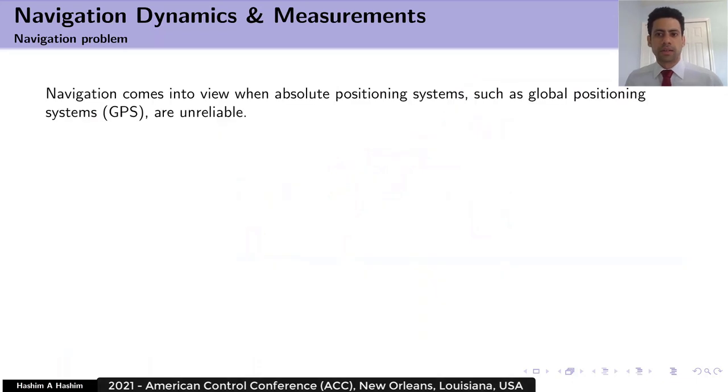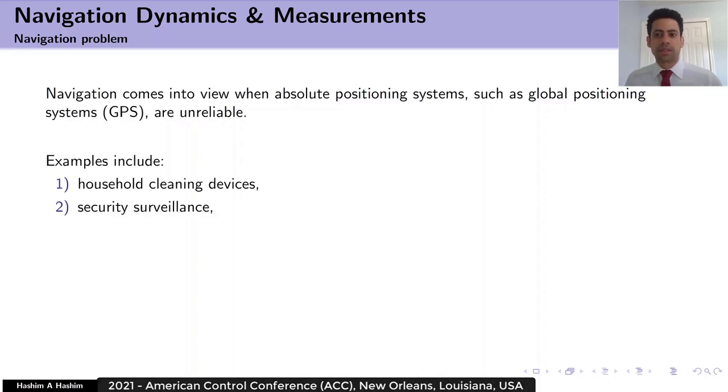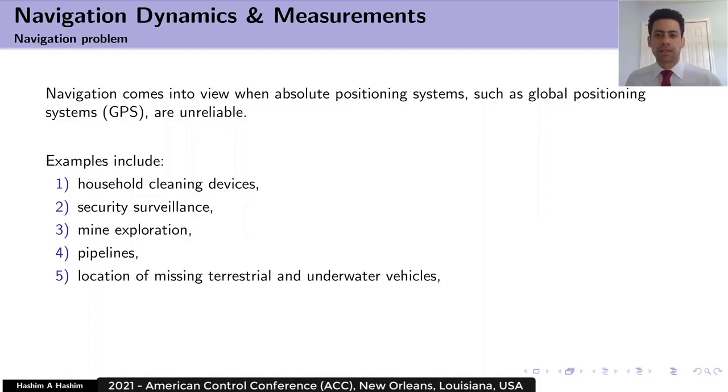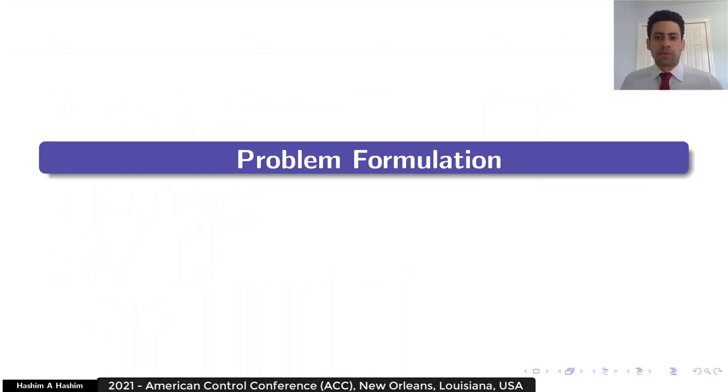Navigation is a critical task in robotics and control applications. The navigation problem comes into view when absolute positioning systems such as the global positioning system, or GPS, are unavailable or unreliable. Examples of such applications include household cleaning devices, security surveillance, mine exploration, pipelines, location of missing terrestrial and underwater vehicles, reef monitoring, and many other applications. Now let's go to problem formulation.